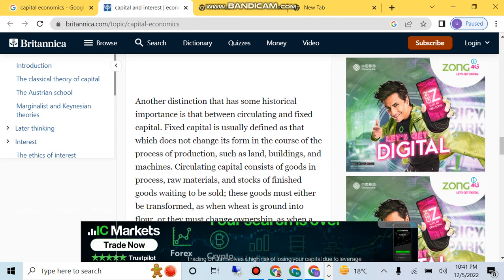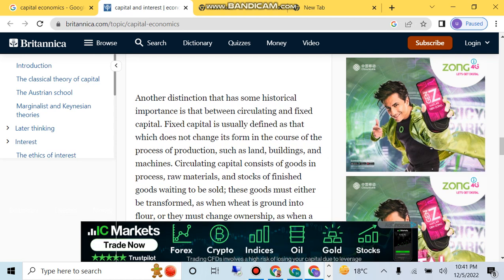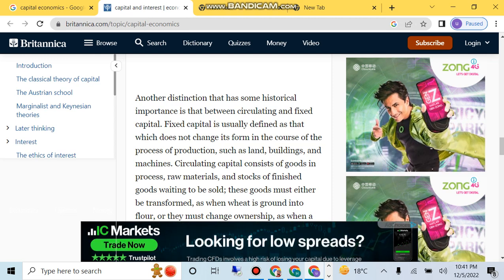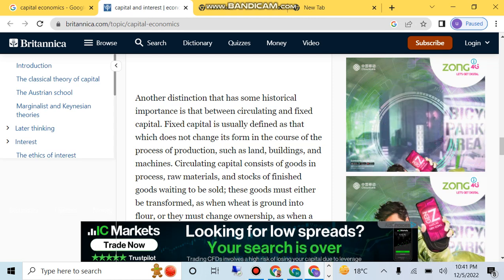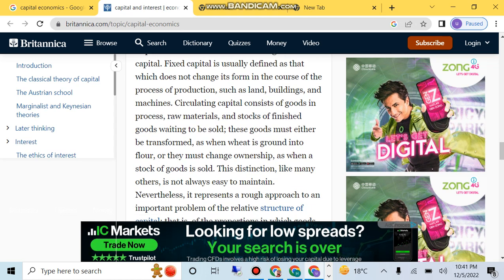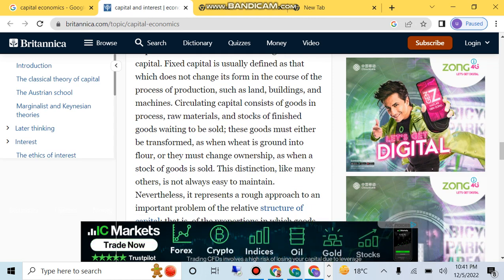Another distinction that has some historical importance is that between fixed and circulating capital. Fixed capital is usually defined as that which does not change its form in the course of the process of production, such as land, buildings, and machines.